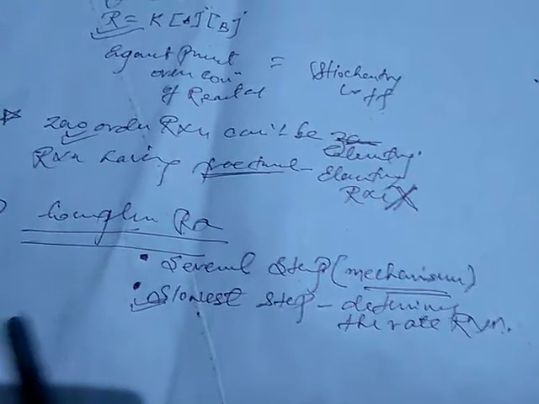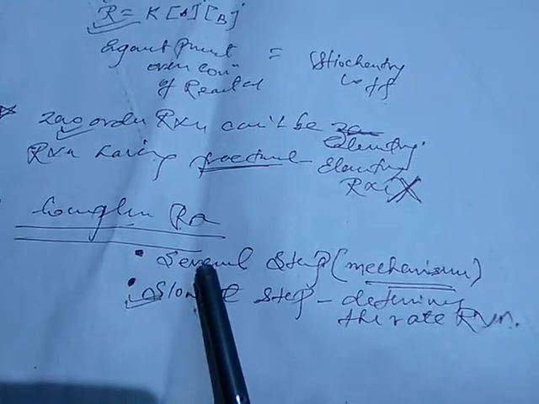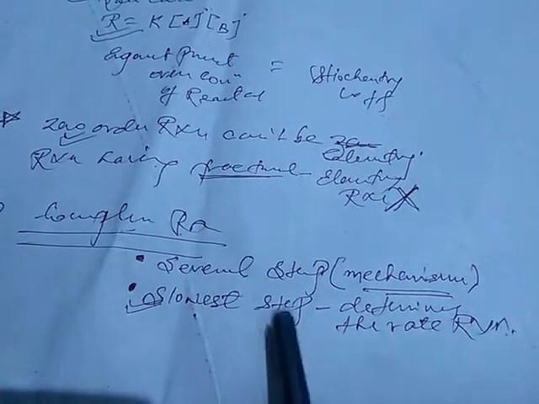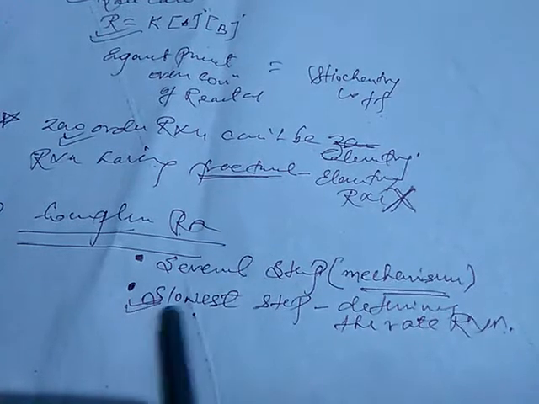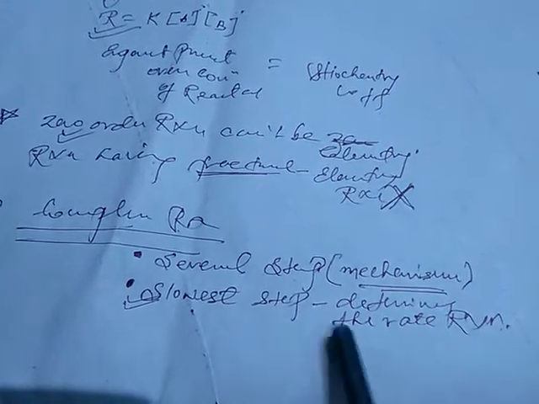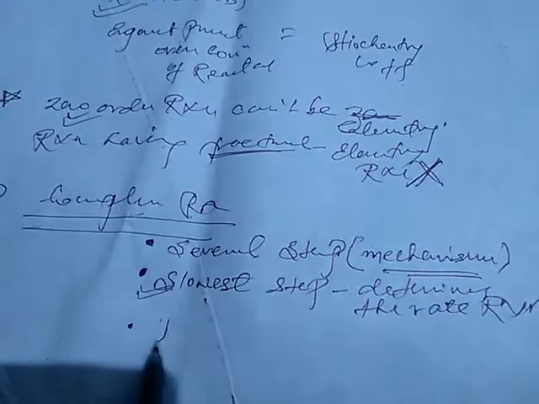We were talking about the complex reaction, and we saw that this reaction completes in several steps. For determining the rate of the reaction, we have to look for the slowest step, because the slowest step determines the rate of the reaction. And next is writing the rate law.